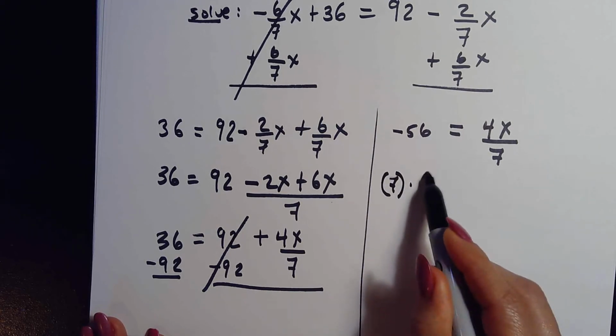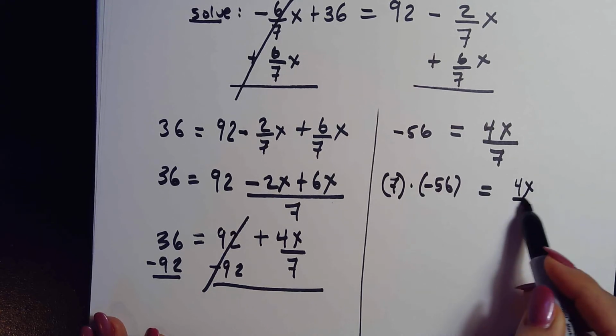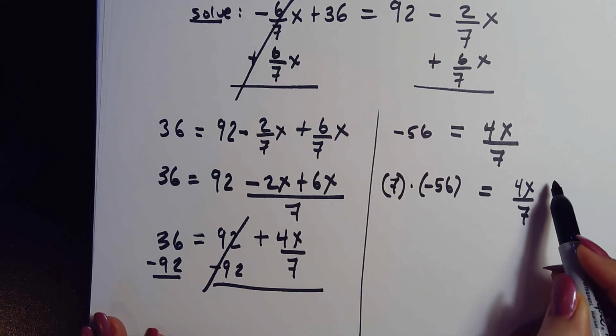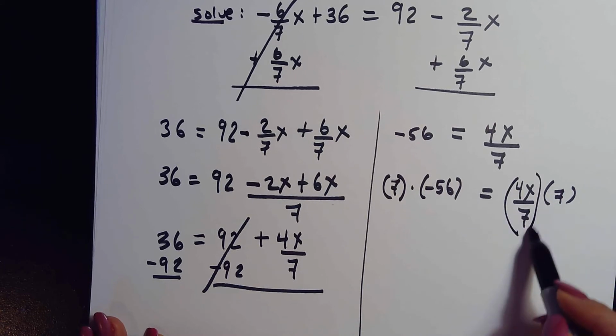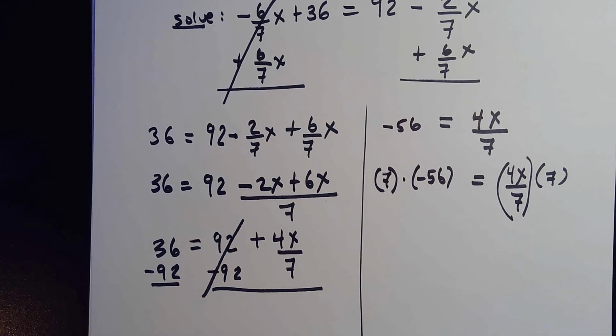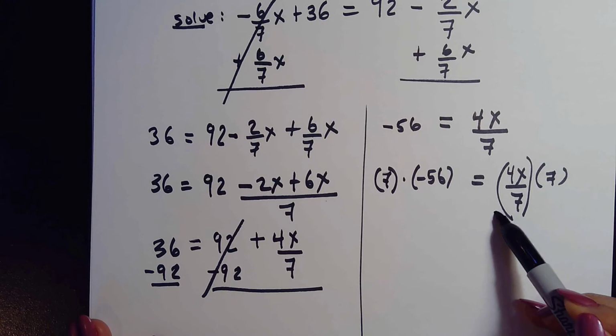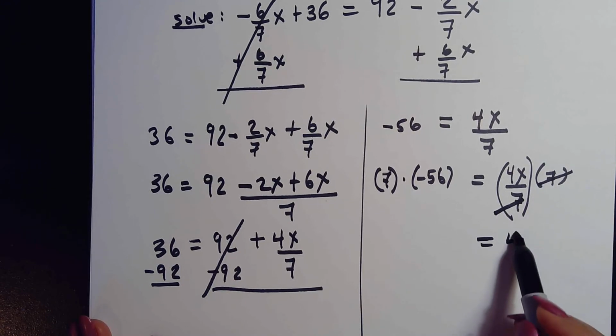So 7 times negative 56. And then we have 4x divided by 7 times 7. So there's a faster way, but I don't want to take shortcuts. Not at this level. Meaning not so early in the semester. So okay, this is going to get rid of the 7's, and so you have 4x.